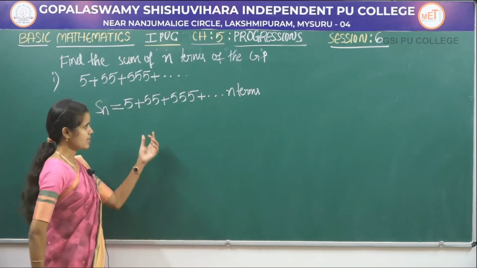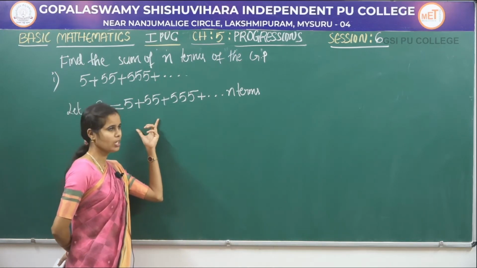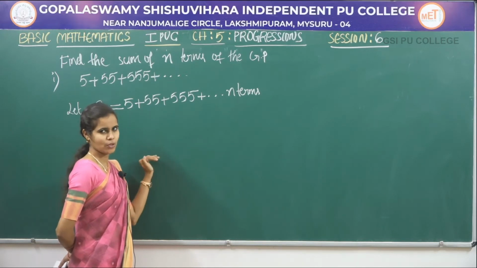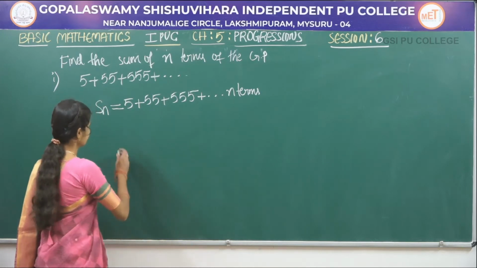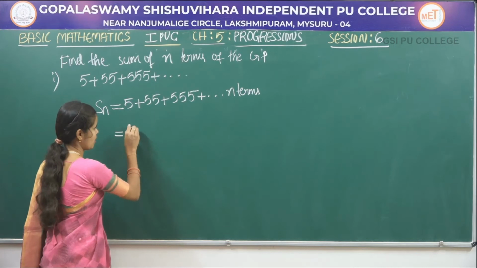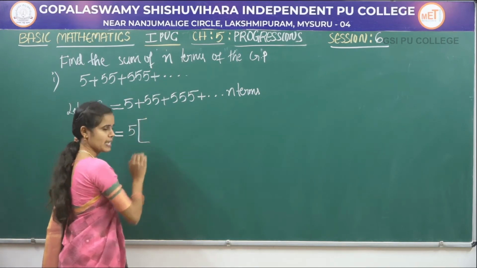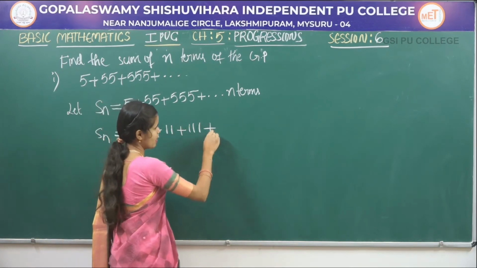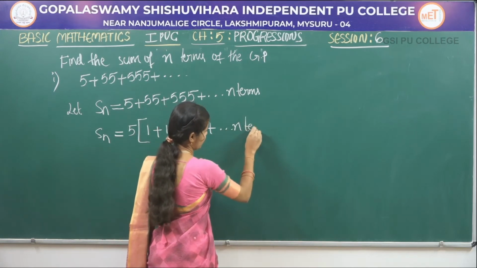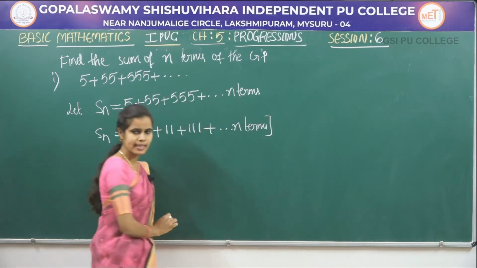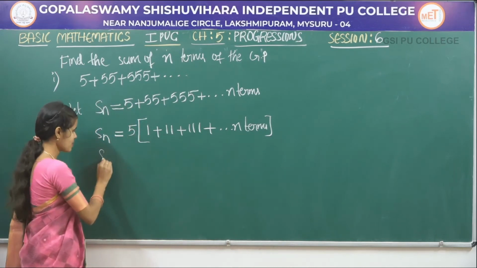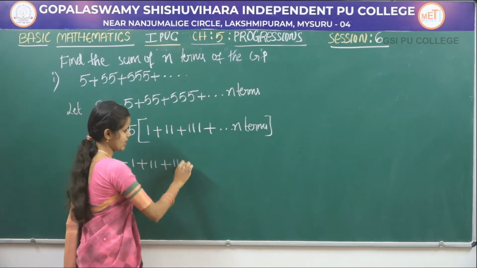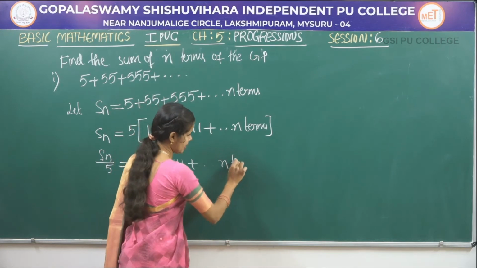So here observe, this series is neither an AP nor a GP. So first convert this series into a GP by following this procedure. First take out 5 as the common term. So write Sn as it is, taking out 5 as the common term, we get 1 plus 11 plus 111 up to n terms. Next, take this term to the left side. It becomes Sn by 5 is equal to 1 plus 11 plus 111 up to n terms.